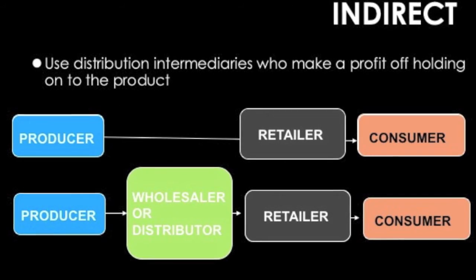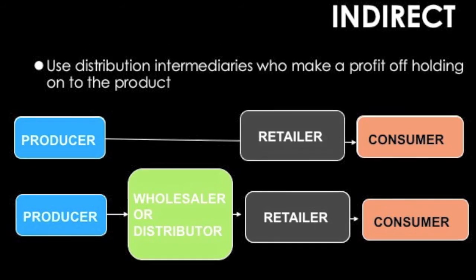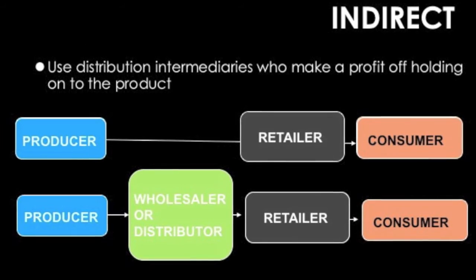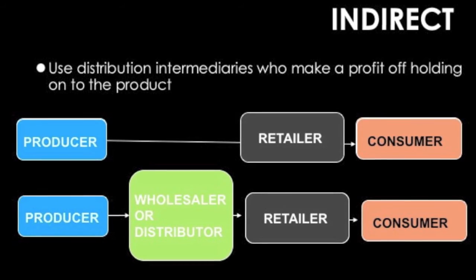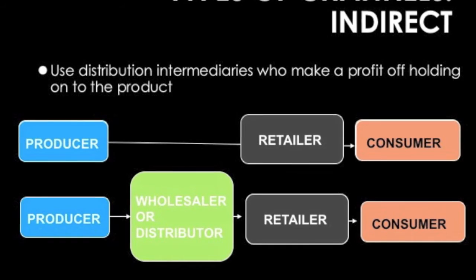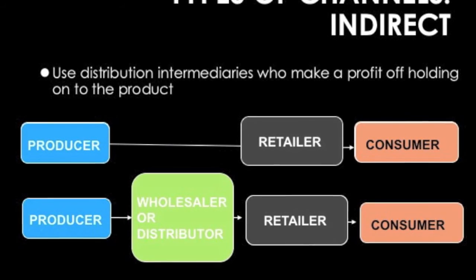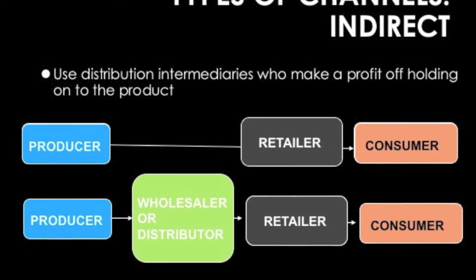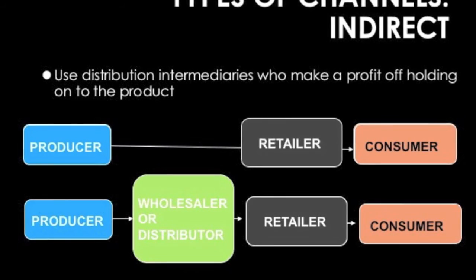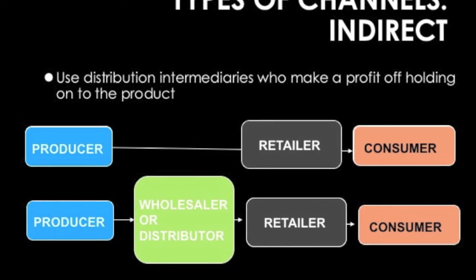The second type of channel are indirect channels. This is when companies use distribution intermediaries who make a profit off holding on to the product. They either store it, or they transport it, or they find other distribution for the product. If you look at the two diagrams, the first one has it going from the producer to a retail store to the end consumer. The retail store in between makes a little bit of money off these products.